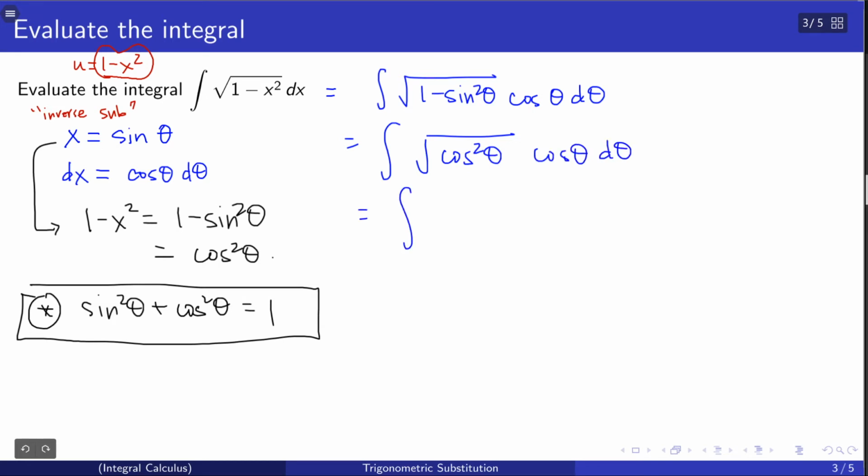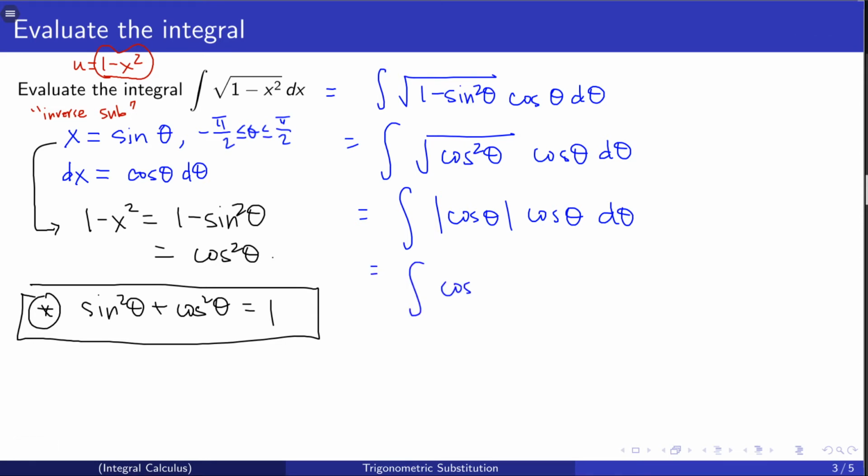Okay, so what's the square root of cosine squared? That's the absolute value of cosine. And in fact, we can restrict our substitution for theta to just be in the first or fourth quadrant. And if we do that, that actually means that cosine is just positive, right? So we can get rid of the absolute value sign. And now it's just the integral of cosine squared.